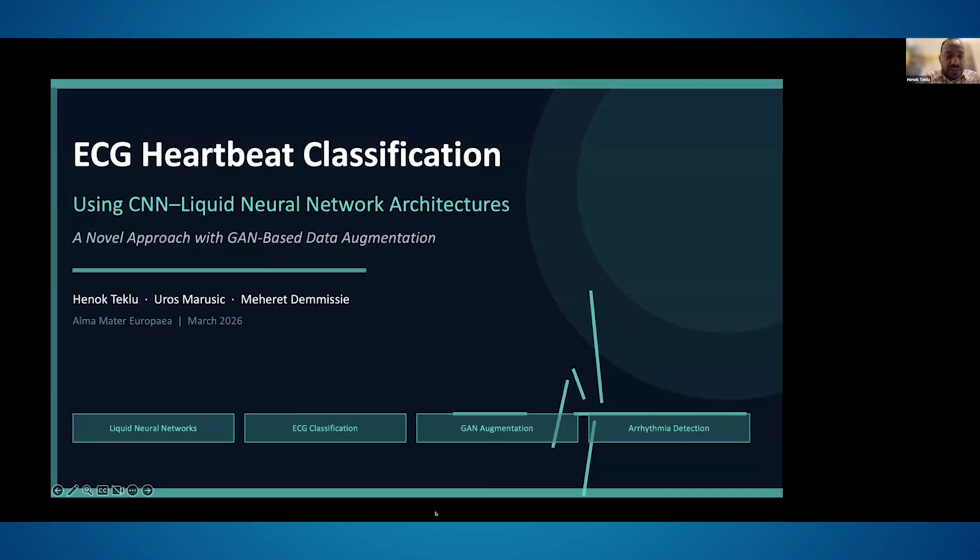My name is Henok Taklu. I'm a PhD student at Alma Mater in Applied Artificial Intelligence. Today I'm going to present our ongoing work on how we can use a CNN algorithm combined with a liquid neural architecture. This is a novel approach because we also add data augmentation for small classification data sets. We use a GAN-based, generative adversarial network based, augmentation.